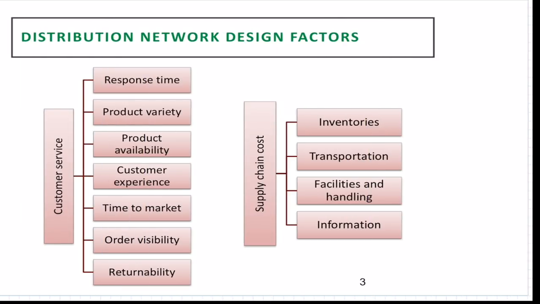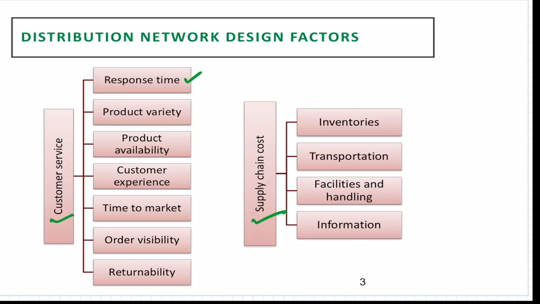So let's look at the factors involved in designing a distribution network. These factors can be classified into two major categories. One is customer service, and the second is related to supply chain cost. Under customer service, we have seven factors listed here, starting with response time.